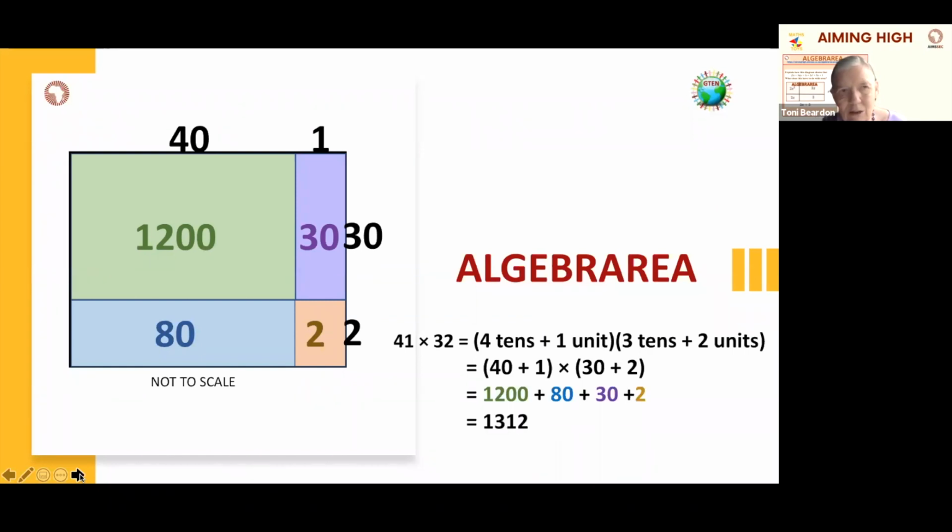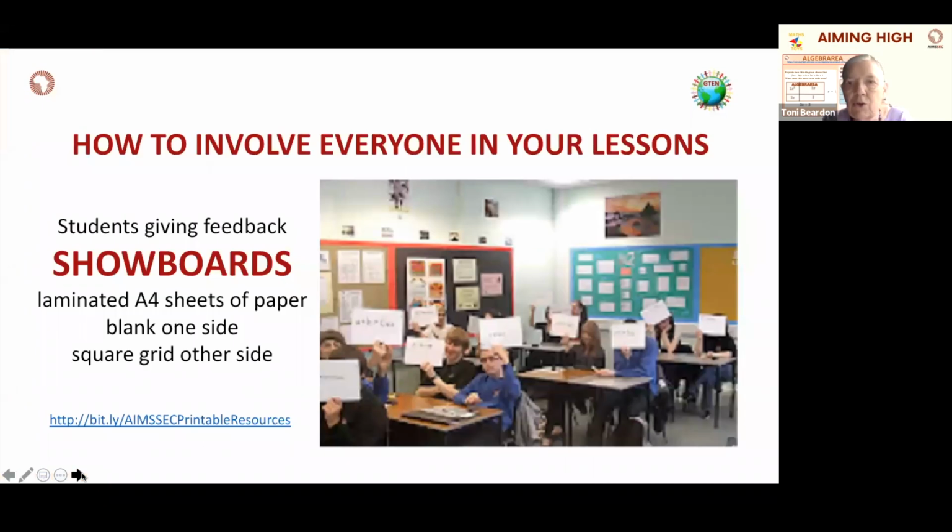In green, it's 1200. In the blue rectangle, it's 80. In the mauve rectangle, it's 30. And in the sort of orangey colored, it's 2. So that's 1,312.